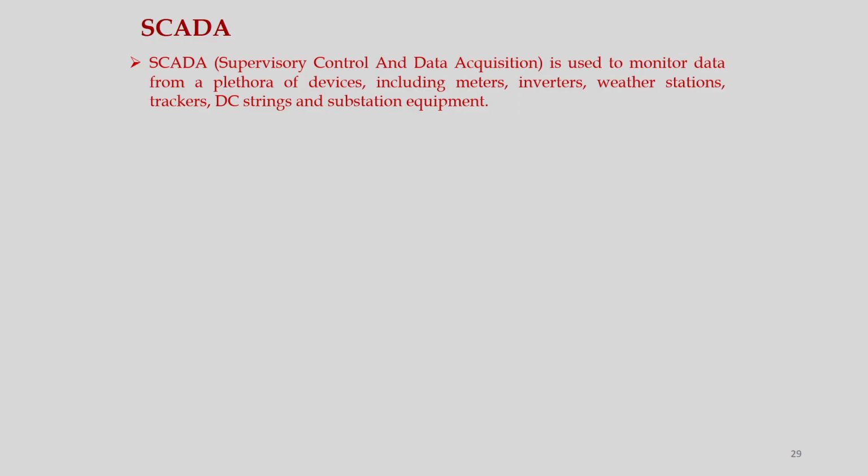And also we need to have a Scada system for this kind of grid connected PV system. So, what does this Scada stand for? This is something like supervisory control and data acquisition. Okay? And this is used to monitor data from a plethora of devices, including meters, inverters, weather stations, trackers, DC strings and substation equipment. Okay? So, primarily it provides the information about the health of the plant. So, there will be separate rooms. From there they can monitor all this information.